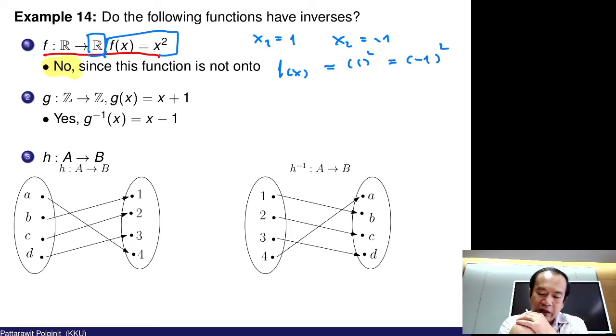Now let's say function g from integer set to integer set, say g of x equal to x plus 1. It asks what is the inverse function of g. So g of x is equal to x plus 1 from the integer set to the integer set, right? So this one is definitely one-to-one.